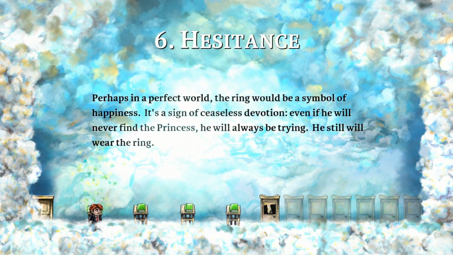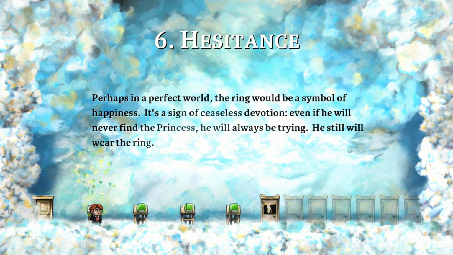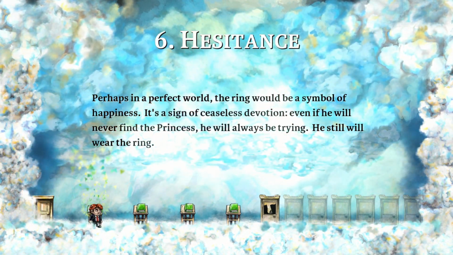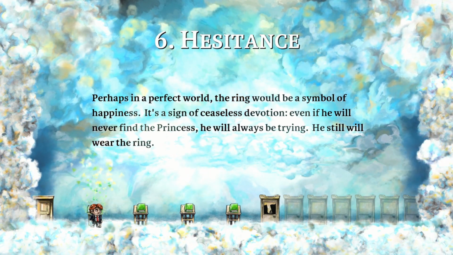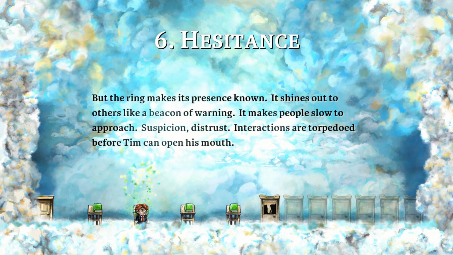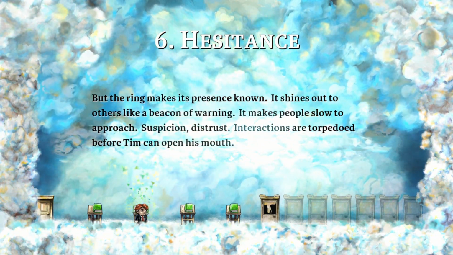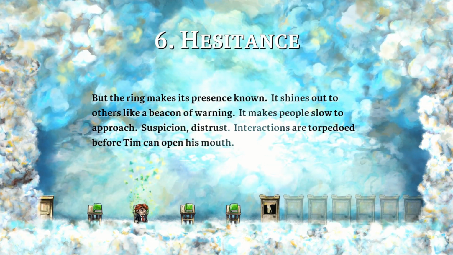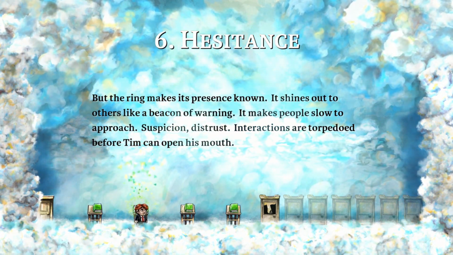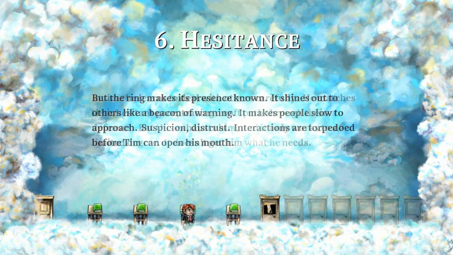So, perhaps in a perfect world, the ring would be a symbol of happiness. It's a sign of ceaseless devotion. Even if he will never find the princess, he will always be trying. He will still wear the ring. But the ring makes its presence known. It shines out to others like a beacon of warning. It makes people slow to approach. Suspicion, distrust, interactions are torpedoed before Tim can open his mouth.